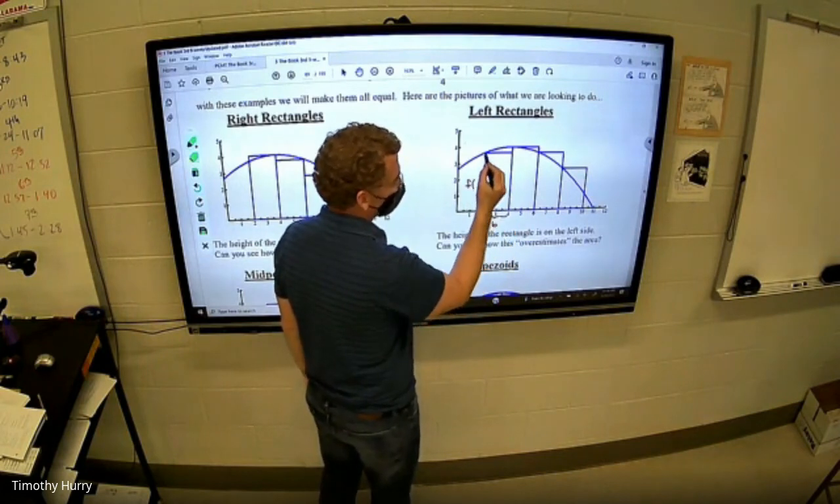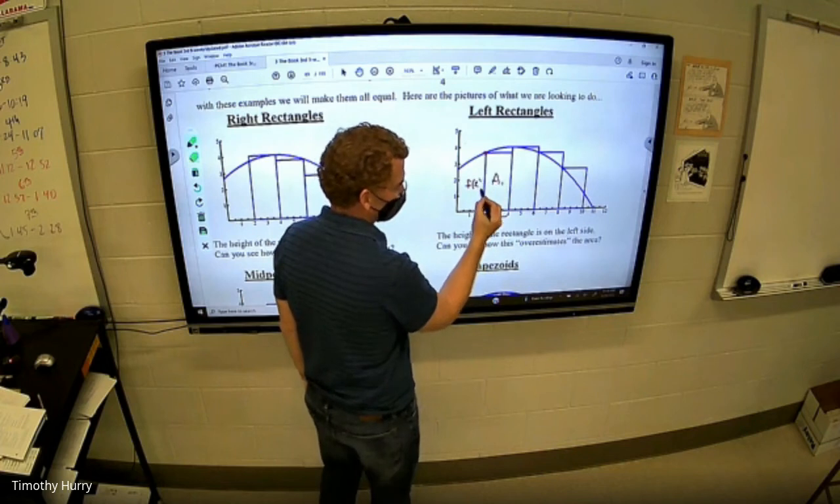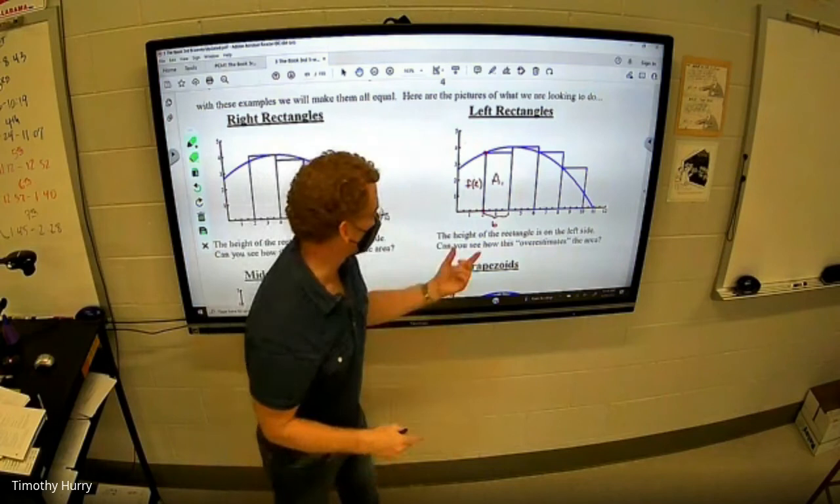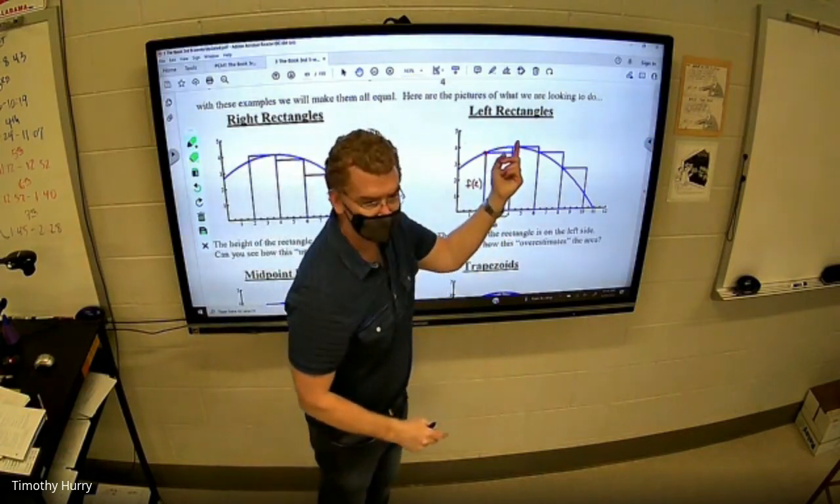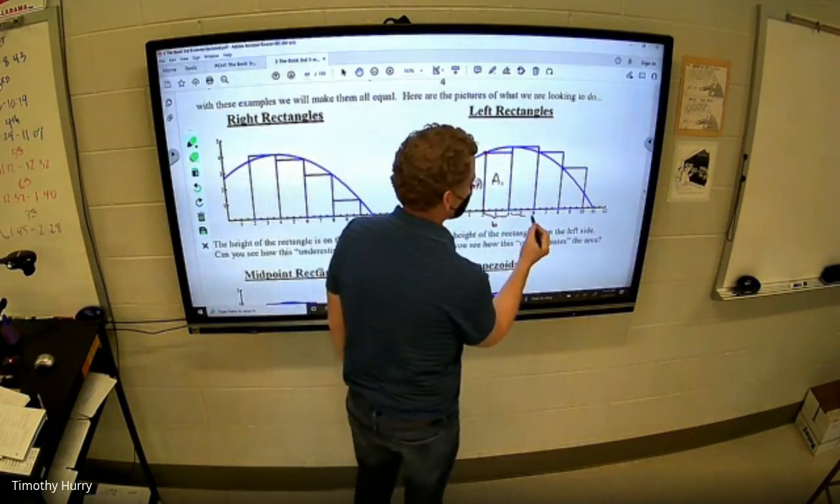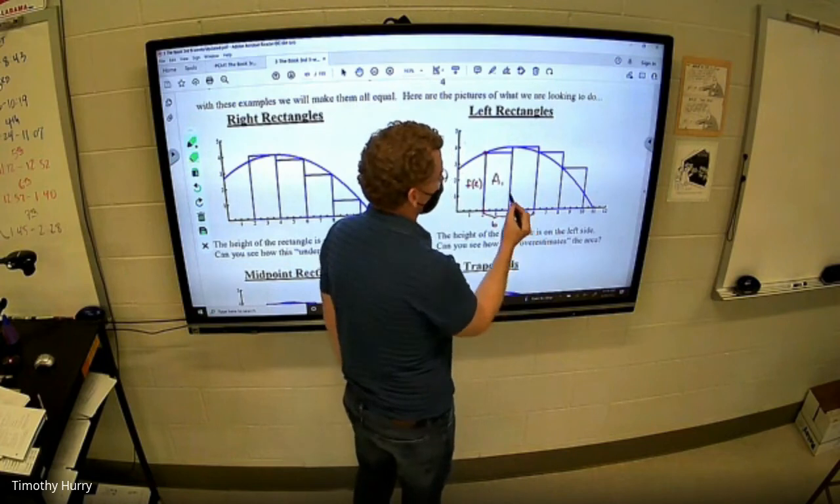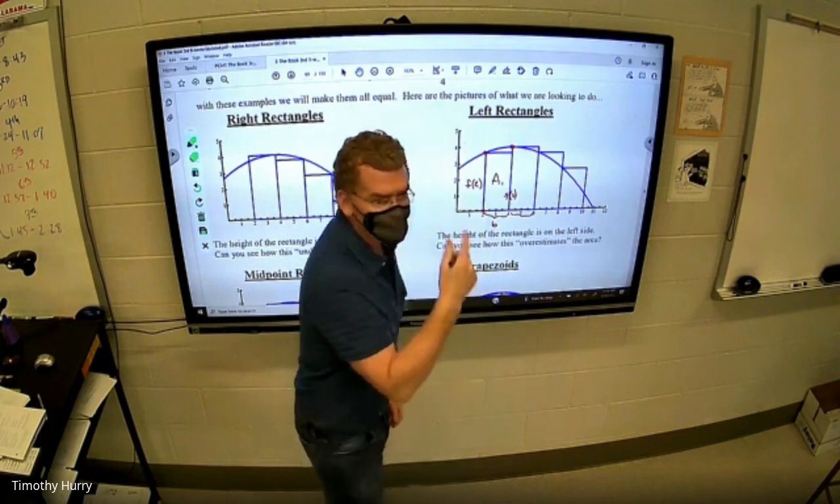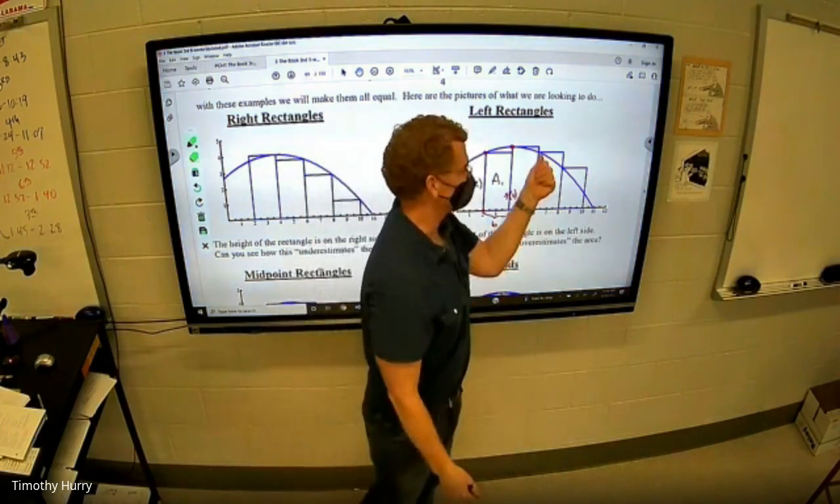Whatever f of 2 is, because I'm doing a left hand one. If I was doing a right hand one, I'd use f of 4. What do I do here to find the area? I take the base and multiply by what? F of 4. If I was doing a right-handed rectangle, I would take the base and use f of 6.